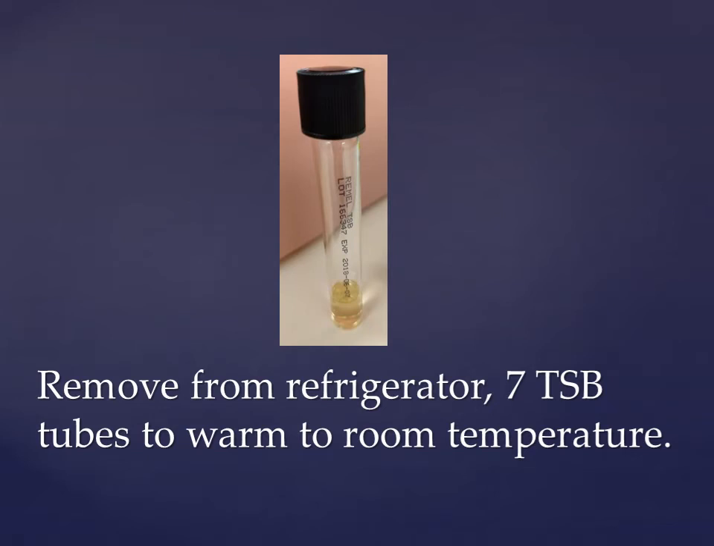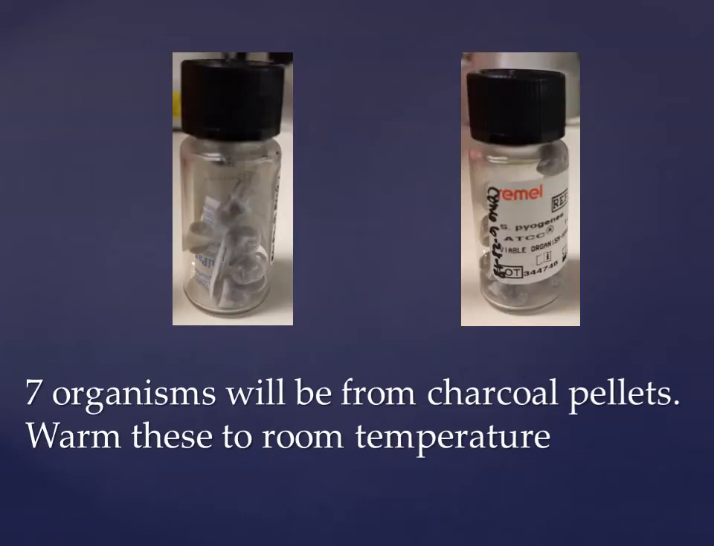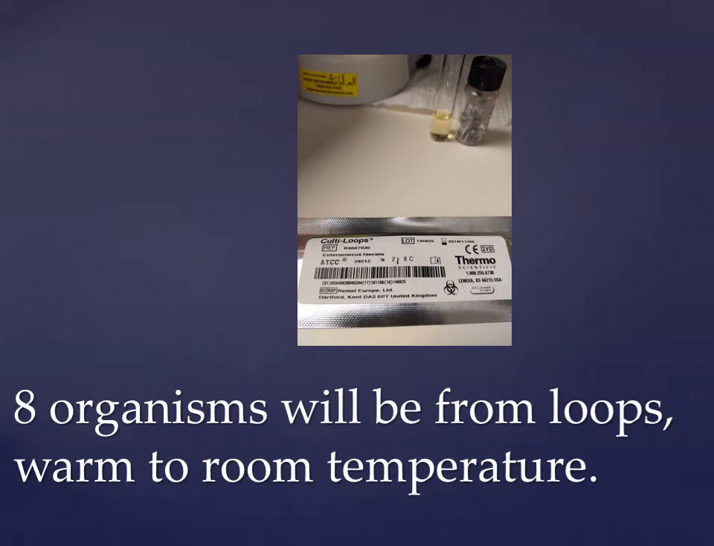We're going to start by removing 7 tryptic soy broth tubes from the refrigerator to warm to room temperature. We're also going to pull out 7 organisms that will be from charcoal pellets, and we're going to warm these to room temperature along with 8 culture loops. Again, warming to room temperature before we do anything with them.